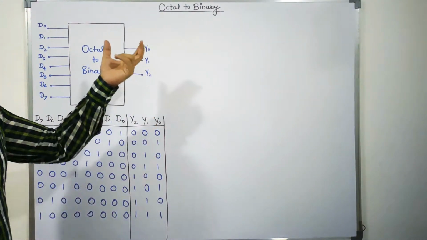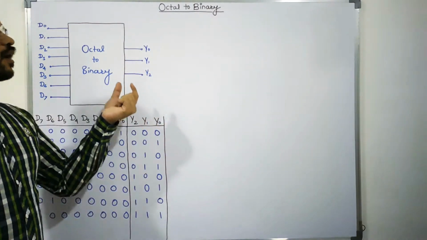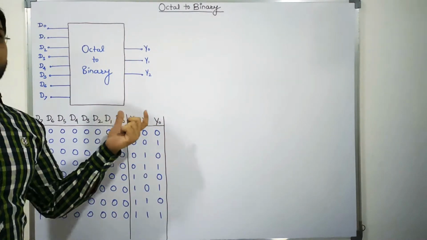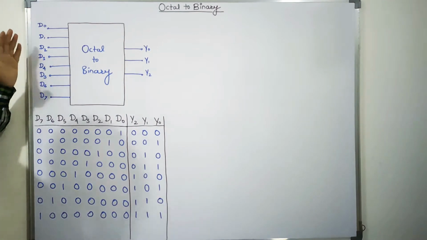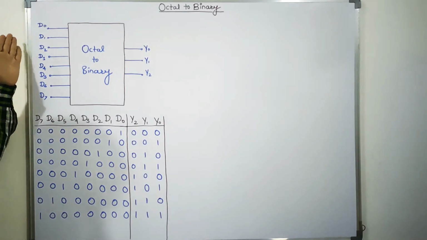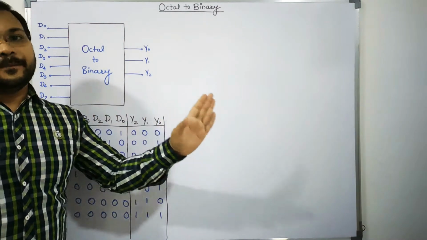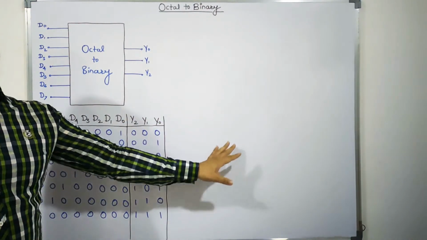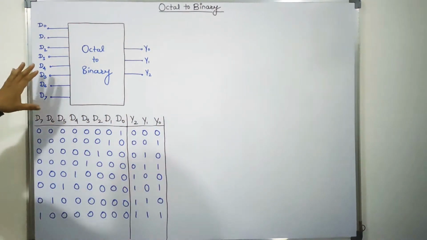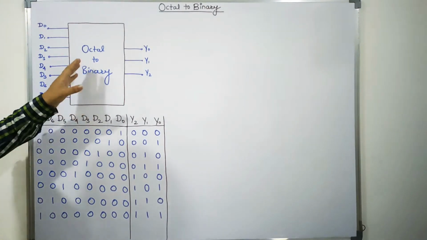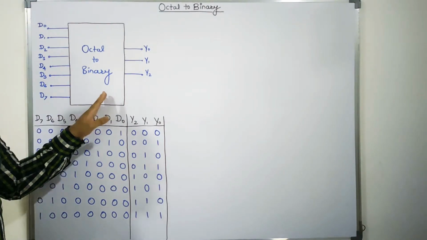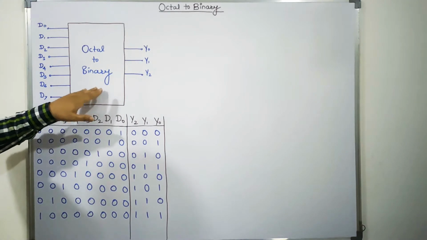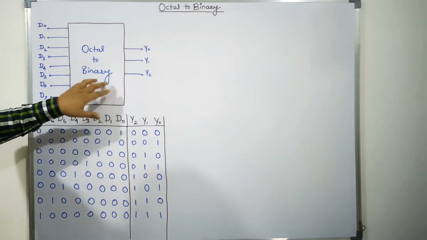Basically, the word itself says octal. Octal means 8, so that's why we say the conversion is from octal to binary. First of all, we should know about the conversion of octal to binary. Here is the block diagram of the octal to binary encoder.